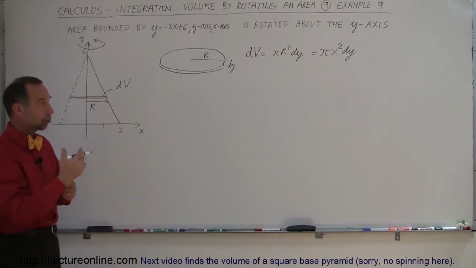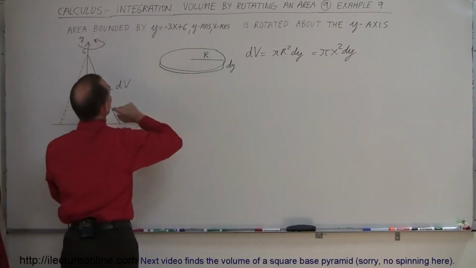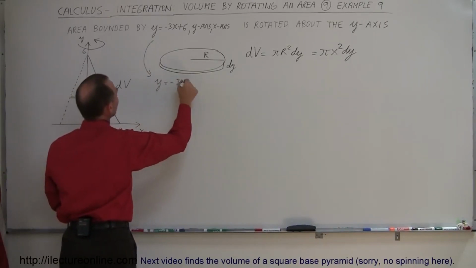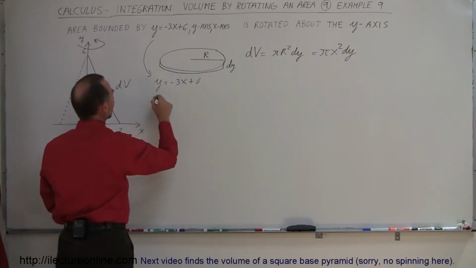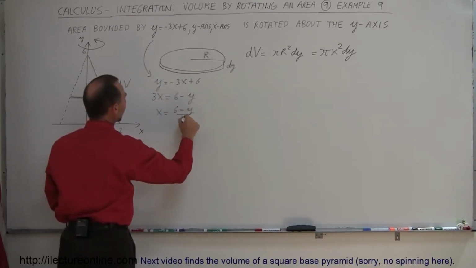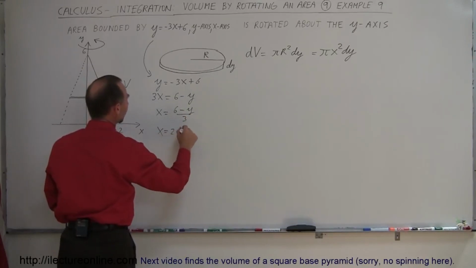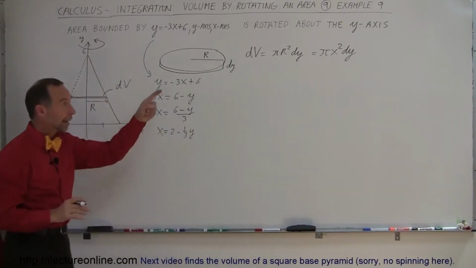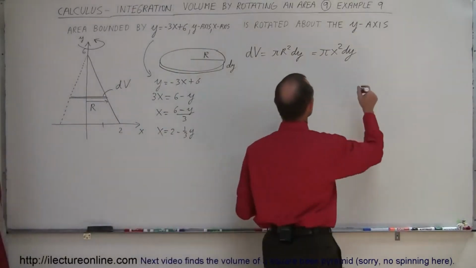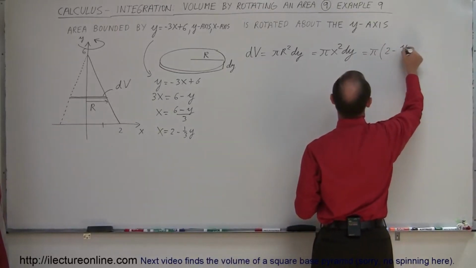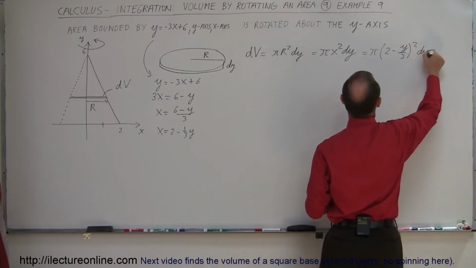So now we have to express x in terms of y. Here's our equation. So when we take this equation right here, we can say that y equals minus 3x plus 6. We put the 3x over here. That becomes a positive 3x is equal to 6 minus y. And therefore, x is equal to 6 minus y divided by 3. Or x is equal to 2 minus 1/3 y. So instead of writing x squared, I can write 2 minus 1/3 y and place it in there. So therefore, my dV now becomes pi times the quantity, 2 minus y over 3, quantity squared dy.